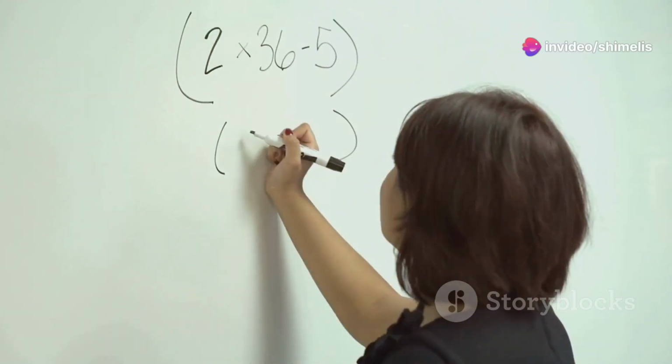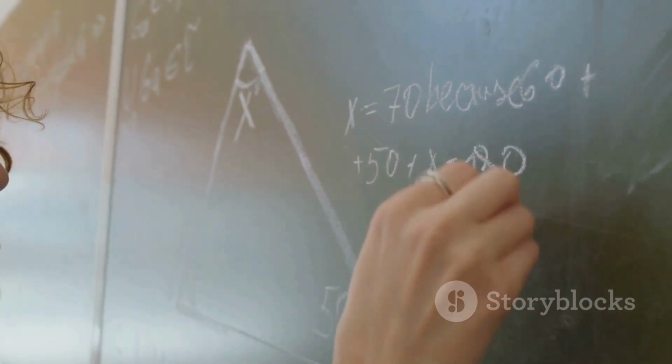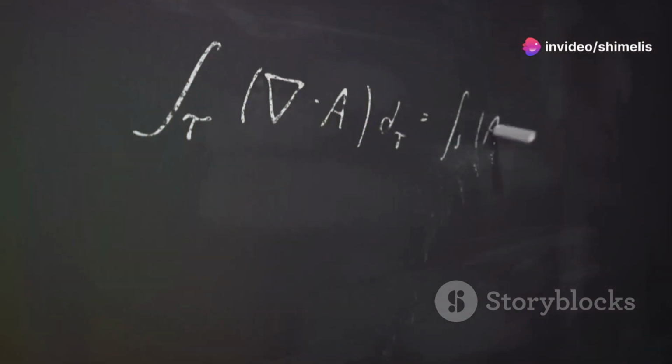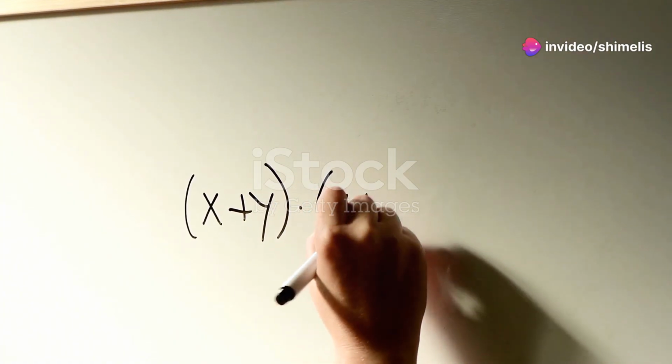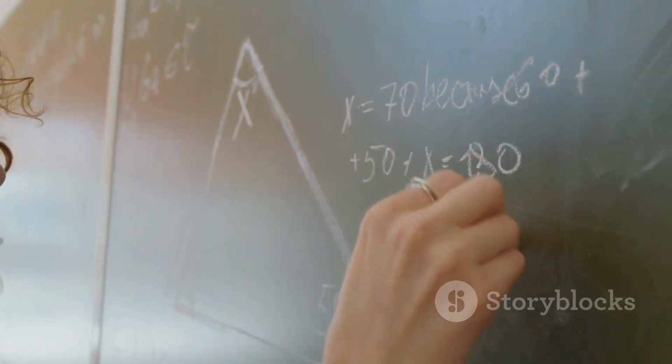Picture this. A rational function is basically a fraction where both the numerator and the denominator are polynomials. Think of it as a super sophisticated fraction. For example, f(x) equals (x² + 1)/(x + 2). Here, x² + 1 is the numerator and x + 2 is the denominator.